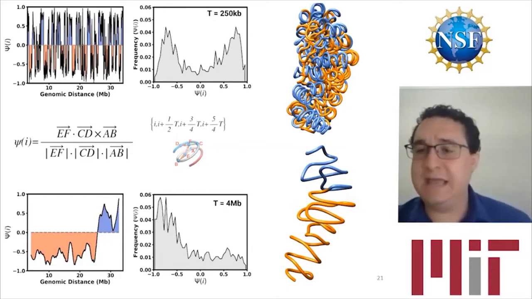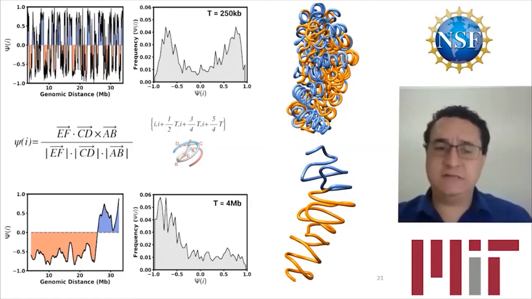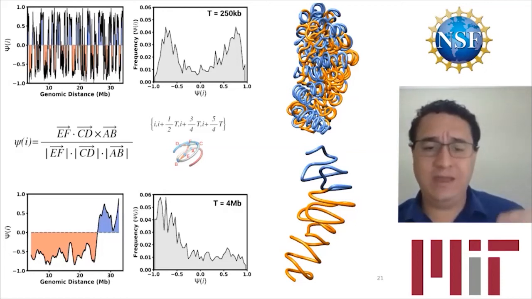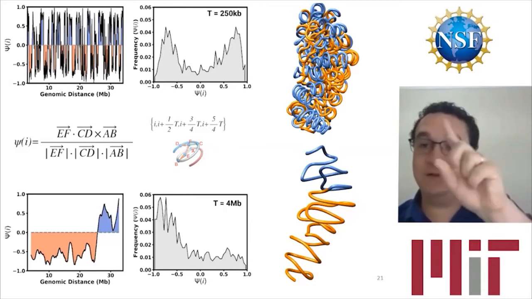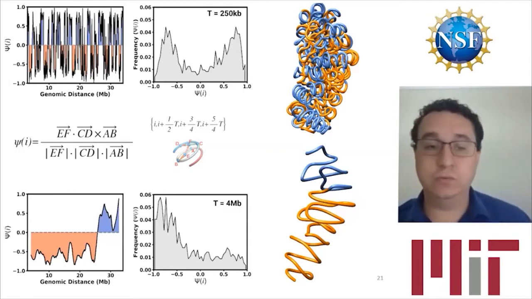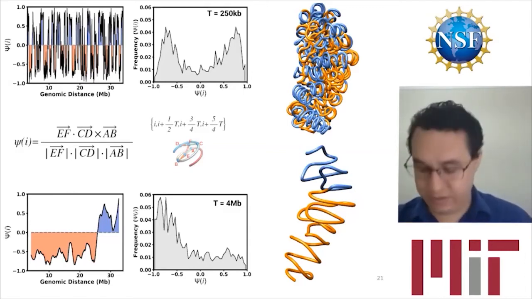So we did the same for this coarsening structure, and then you have a left-handed chirality most of the time, and then for some reason the chromosome finds a kind of structural defect, and then it twists and starts to bend in another direction.